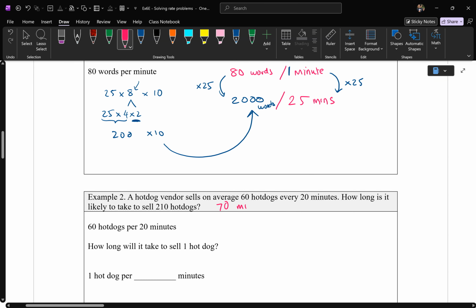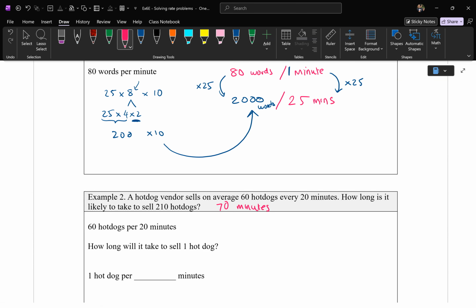So let's go through if this is true. So Harrison's got 70 minutes. Let's break it apart. So we start off with our rate. The rate says 60 hot dogs for every 20 minutes. So this is 60 hot dogs per 20 minutes. It's useful to usually simplify it to the simplest rate. So this is not the simplest rate. Simplest rate is if you have it per something. So in this case, I would want it per minute.